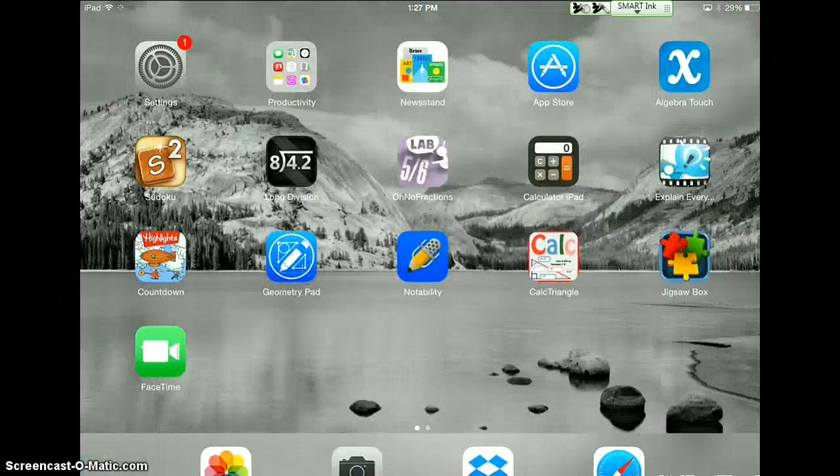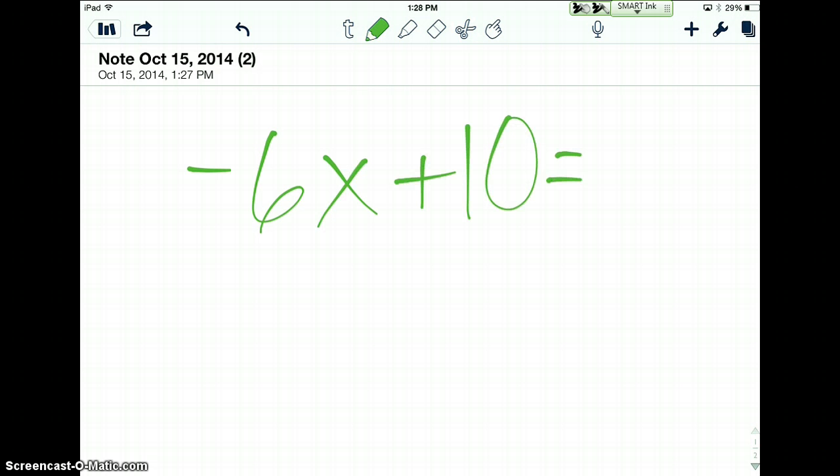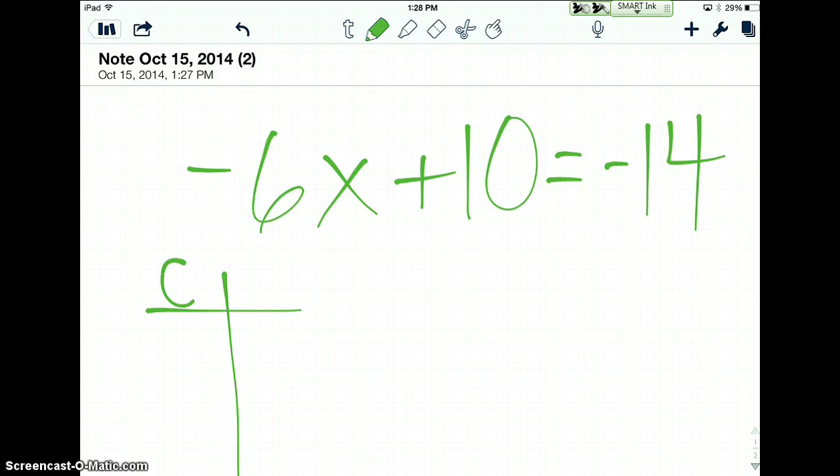We are going to be solving equations. So let's look at this one. Negative 6x plus 10 equals negative 14. We worked through two methods in class. Method 1, guess and check. So let's start with that one. We're going to do a guess and we're going to check it.